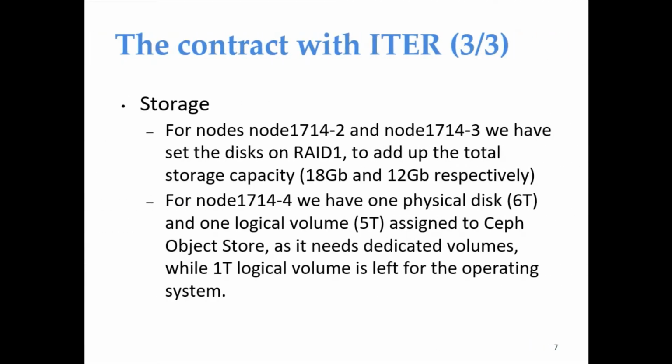For nodes 2 and 3, the different disks that make up the total capacity are set on a RAID 1. Instead, for node 4, there is no RAID, and we obtain 2 volumes in which we can install our object storage.